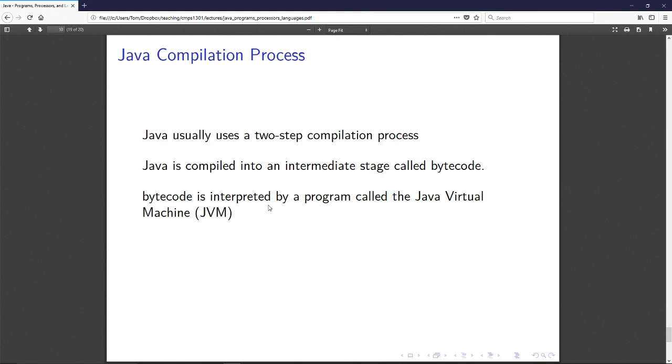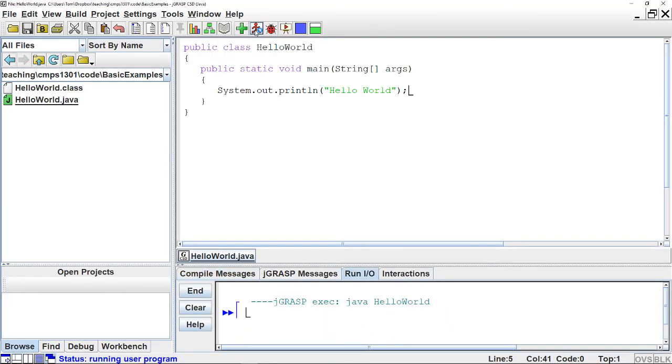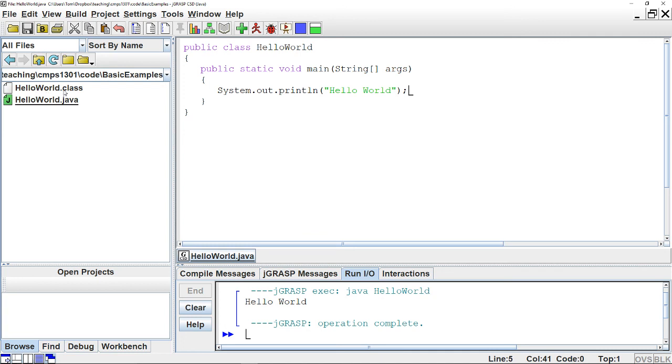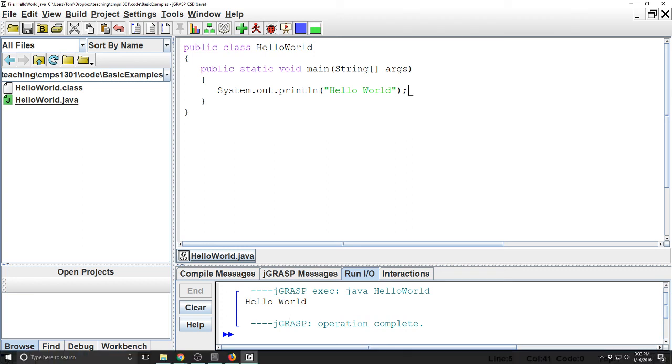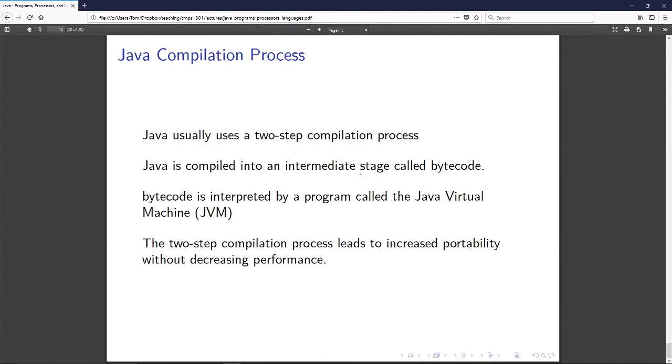All right. Once that happens, the bytecode is interpreted by a program called the Java Virtual Machine, abbreviated JVM. So when you go to run the program, there's another program that looks at the bytecode file here and interprets that file and then runs your program. So there is a two-step process in Java. Many other languages don't have two steps, either compile or interpret, and that's it. So it's a little unusual if you're used to some other languages where you just compile only or interpret only.